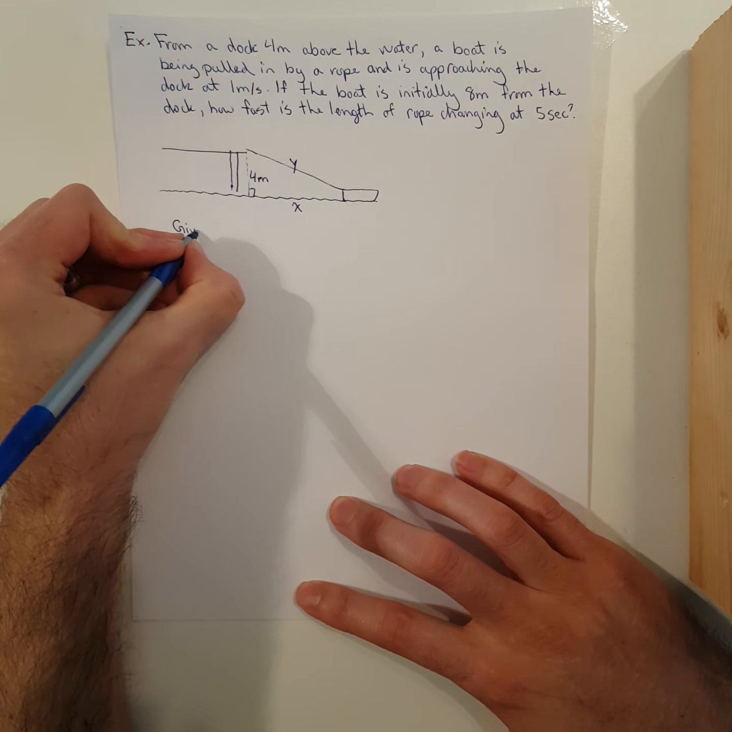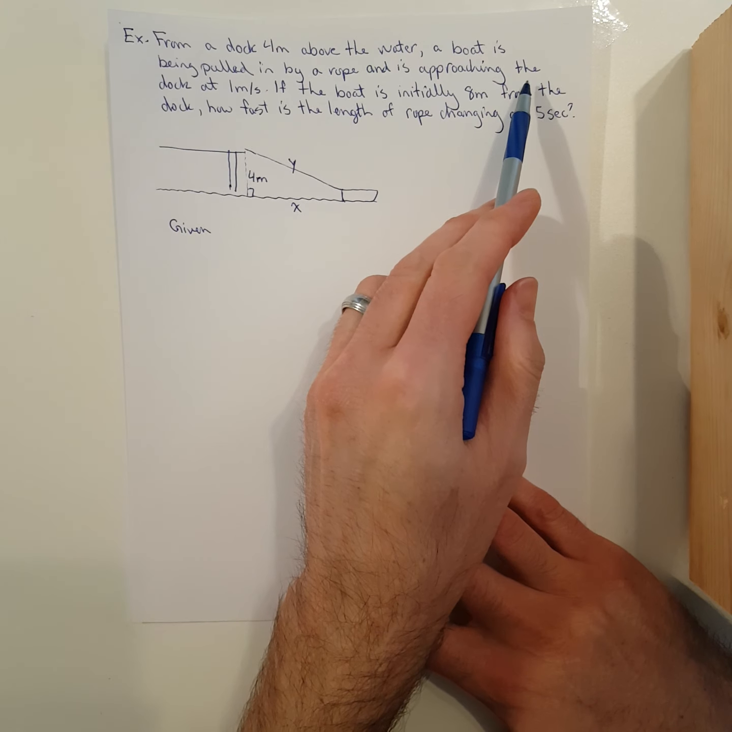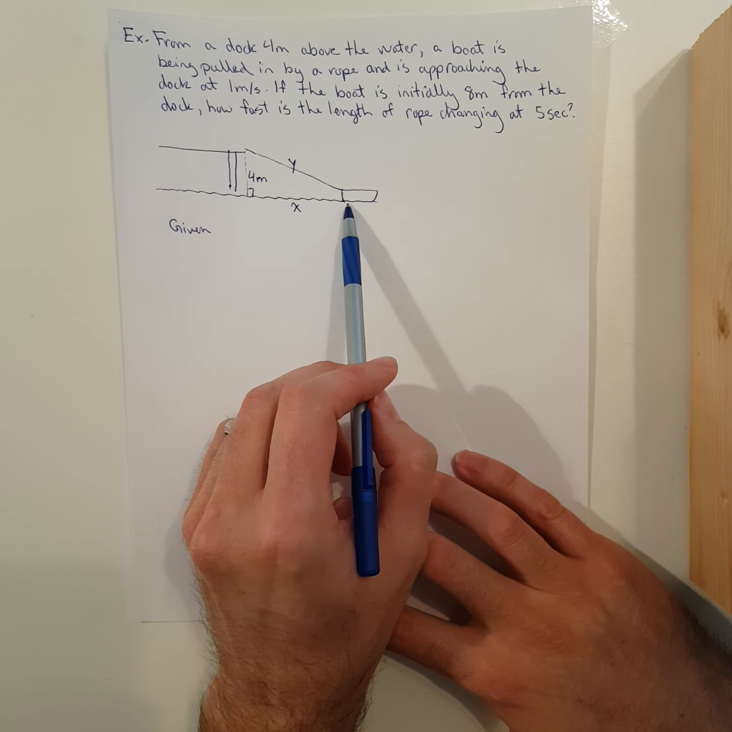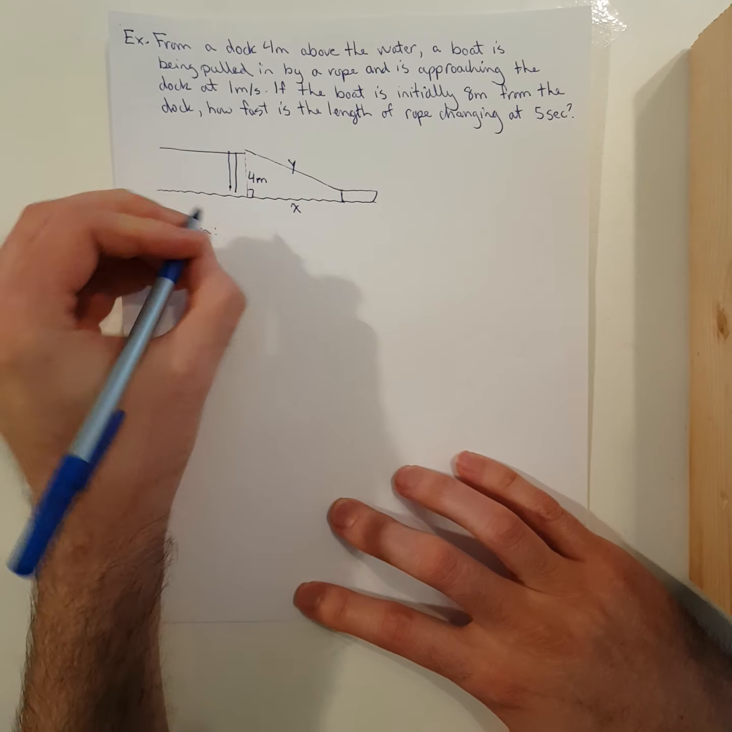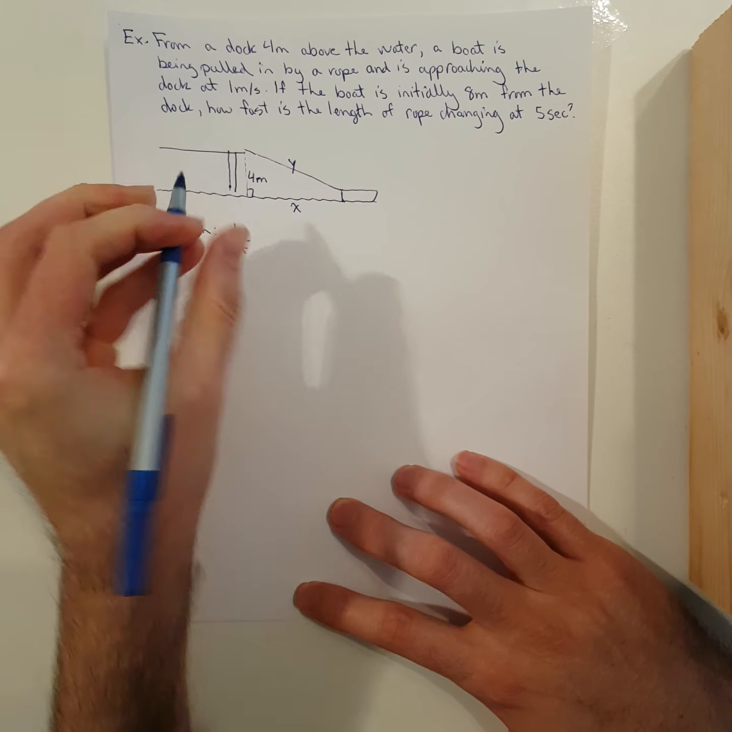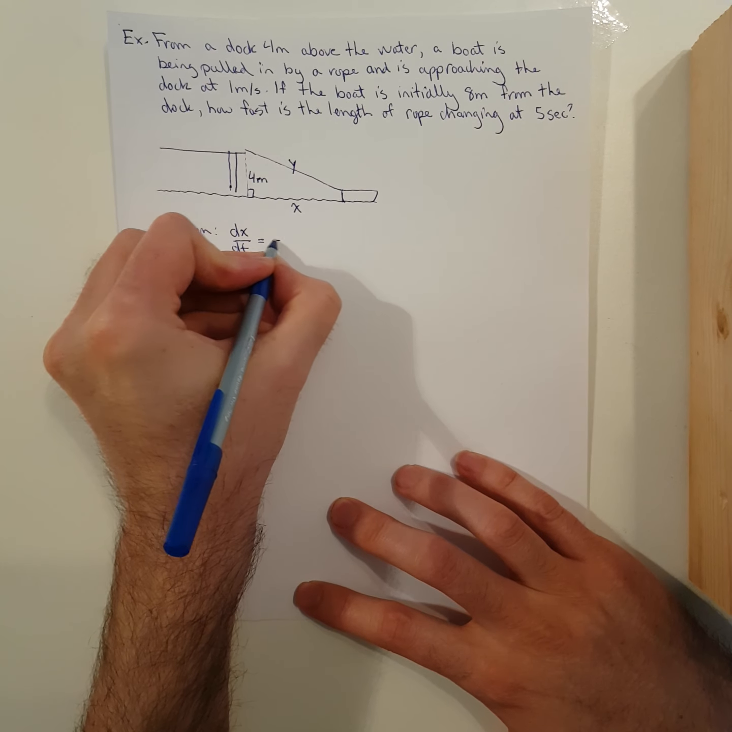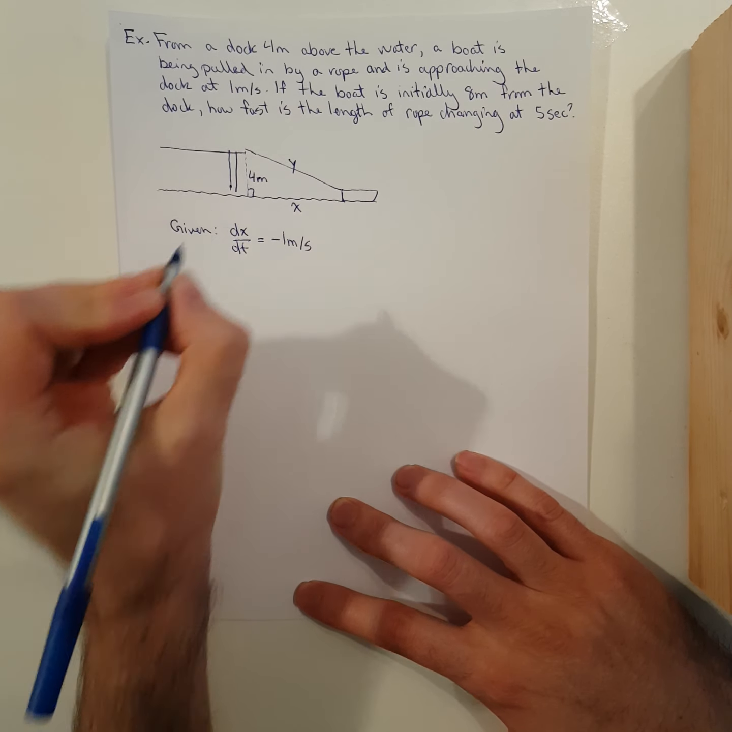The given in this problem then is they're telling us that the boat is being pulled in so that it is approaching the dock at 1 meter per second. So we know here then that dx by dt, the distance from the boat to the dock, is getting smaller, so negative 1 meter per second.